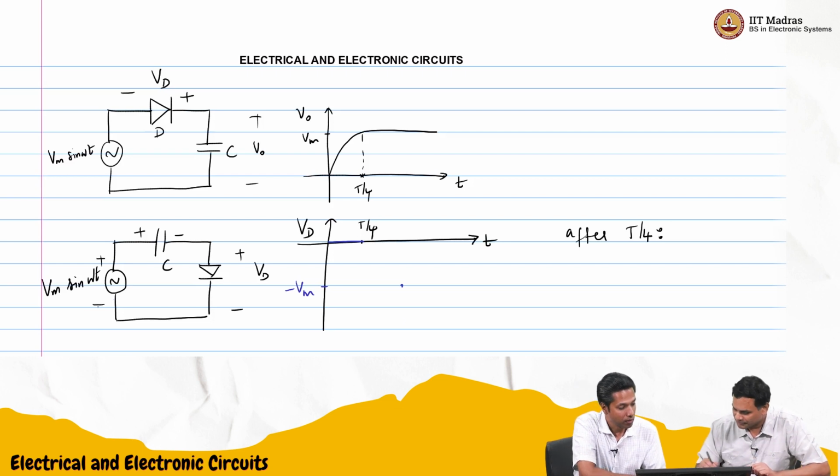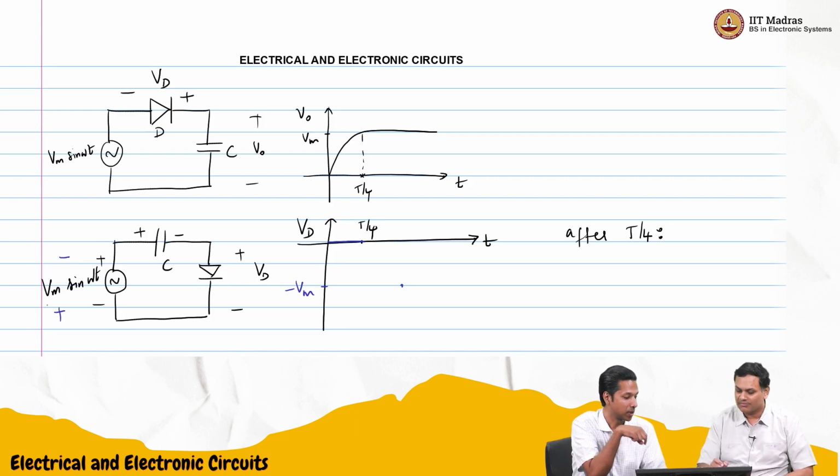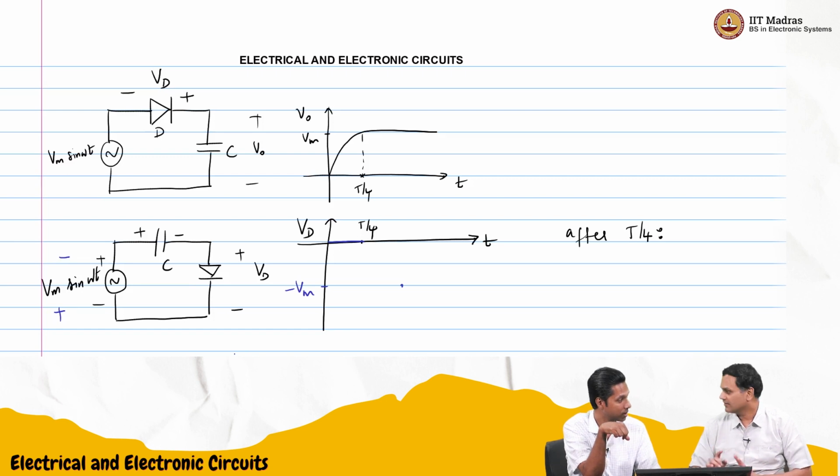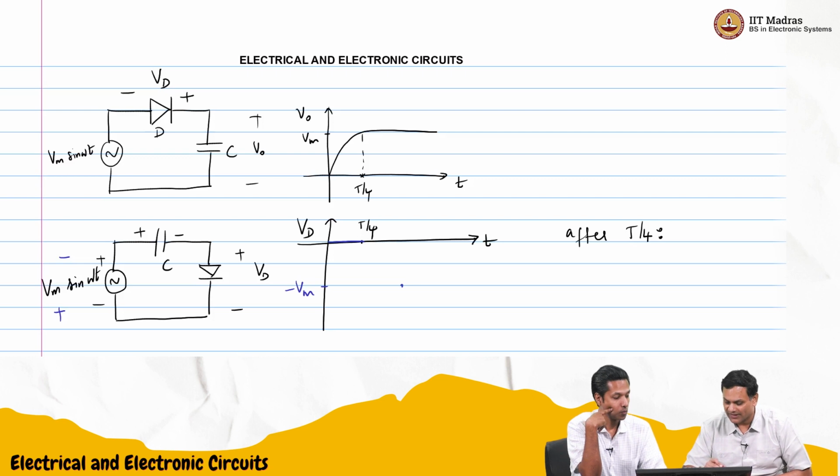Okay. So it will become minus plus, then minus plus minus plus. That's it. Why minus 2 VM? So it will be minus 2 VM at 3T by 4, because 3T by 4 is where VM sin omega t becomes minus VM.